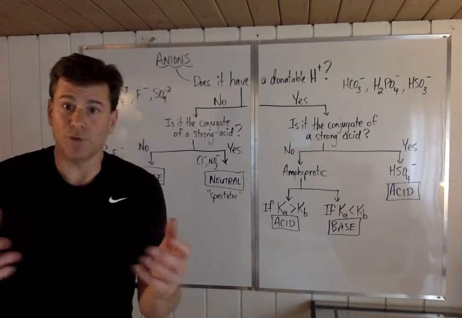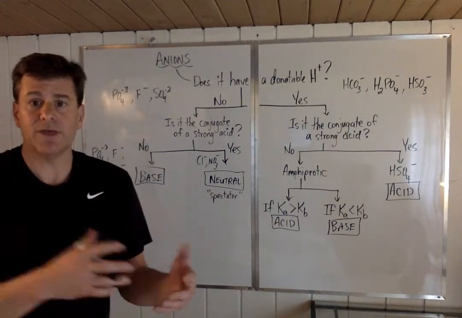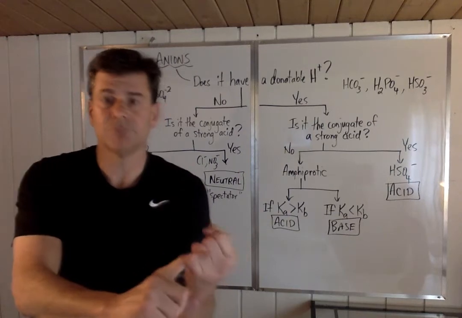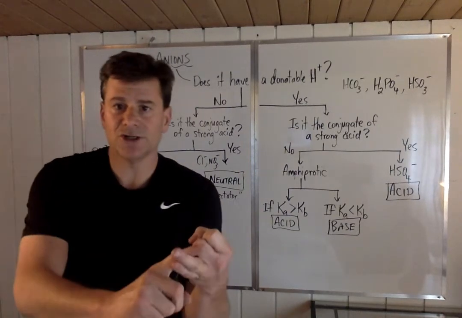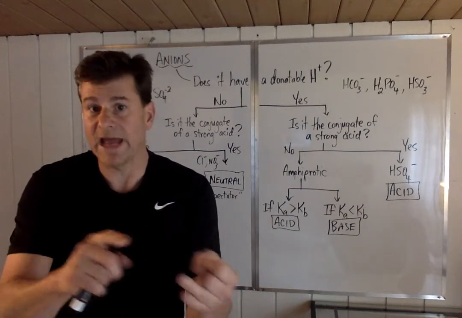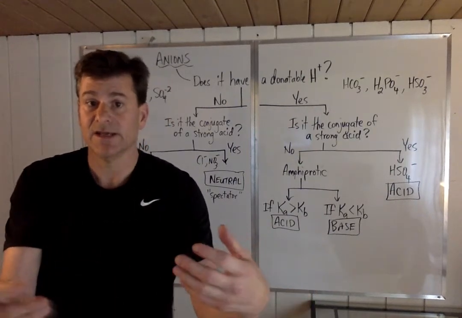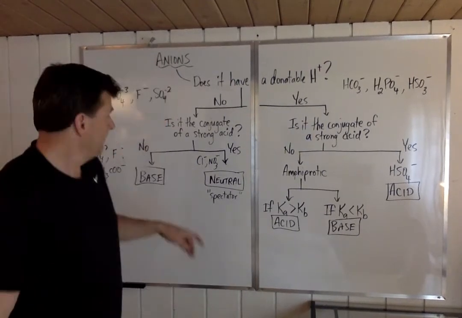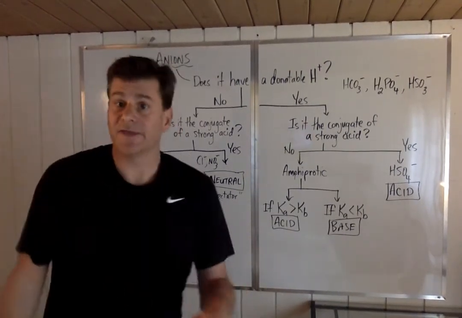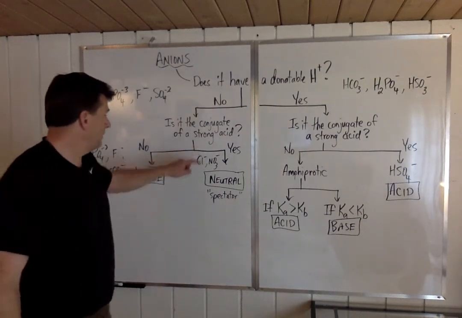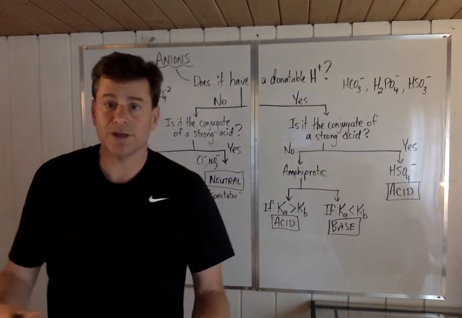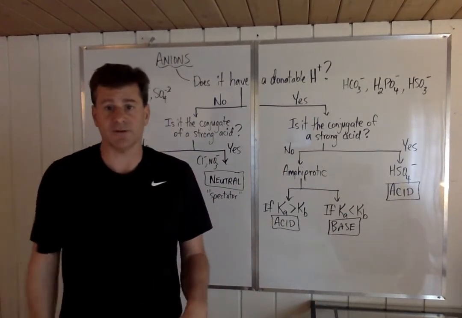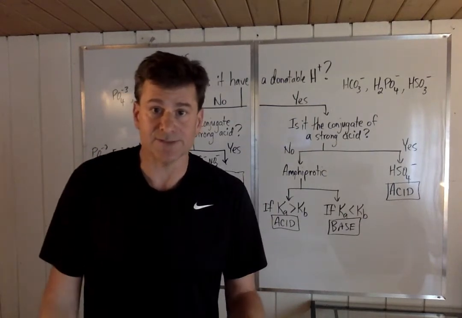Once you've decided what to do with the cation, you then go over to the anion and say to yourself, okay, does it have a donatable H? Yes or no. Is it the conjugate of a strong acid? Yes or no. And that leads you to certain things. The only one where you ask a further question is if the anion that you have is amphiprotic. If it comes out being amphiprotic, you have to compare Ka to Kb to determine what it actually does in the water, whether it's going to be an acid or a base.